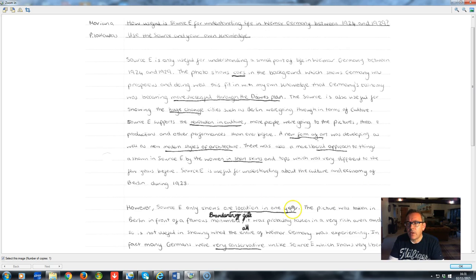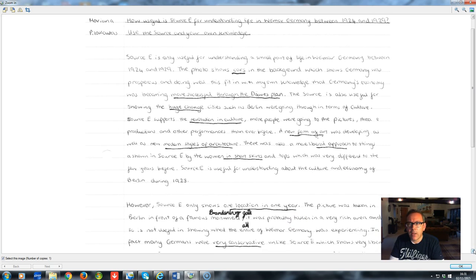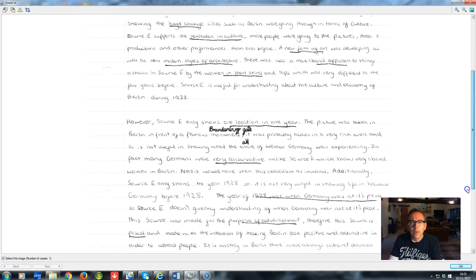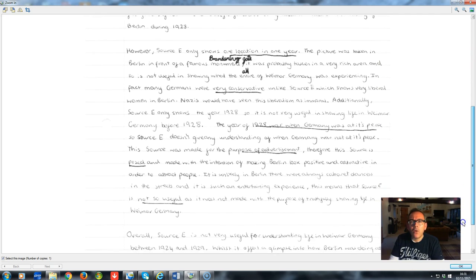That's the first paragraph. On to the second paragraph. Let's scroll down here. It's going very slowly. Okay, however, Source E only shows one location in one year. Good, so she's beginning to talk about the content of that source. She's definitely ticking the box about content. The picture was taken in Berlin in front of a famous monument. It's actually the Brandenburg Gate, to be precise. Well done for those of you who spotted it was the Brandenburg Gate when you answered the question. It was probably taken in a very rich area, and so is not useful in showing what all of Weimar Germany was experiencing.